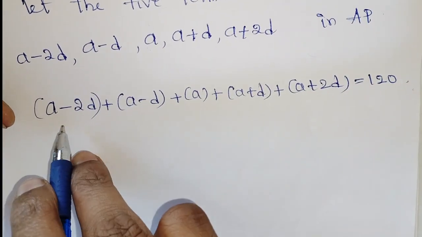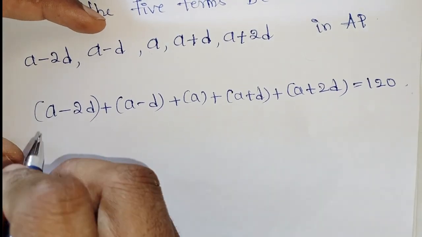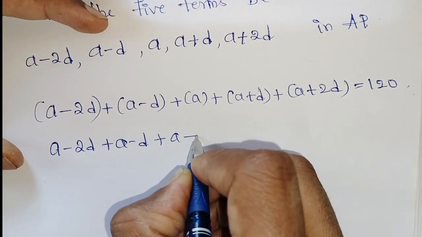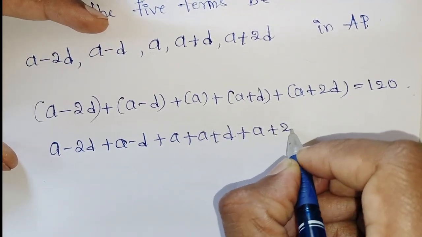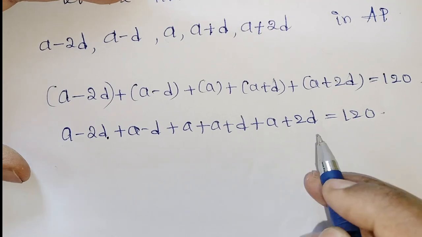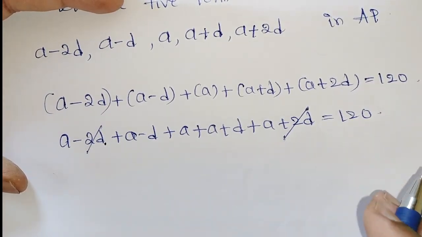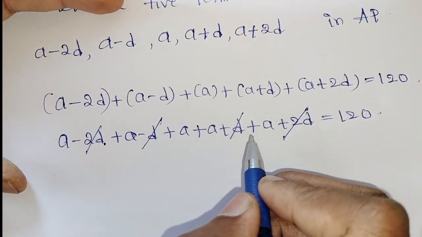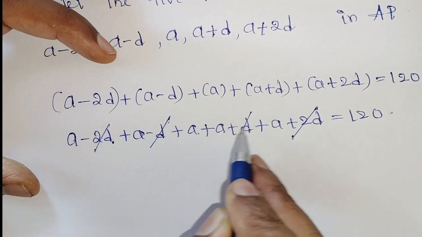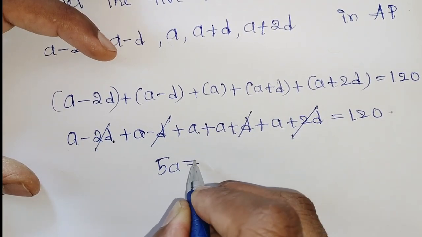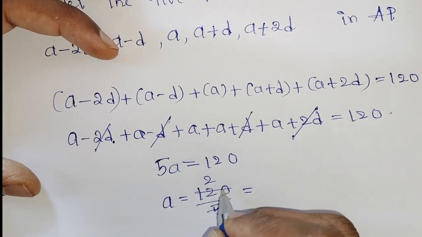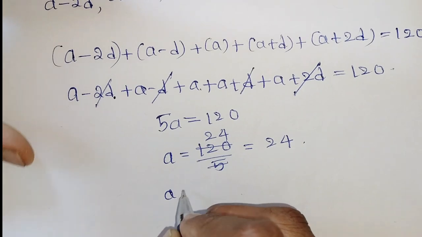Now we can remove the brackets: A minus 2D plus A minus D plus A plus A plus D plus A plus 2D equals 120. Observe that minus 2D and plus 2D cancel each other, and minus D plus D also cancel each other. Only the A terms remain, that is 1, 2, 3, 4, 5, so 5A equals 120. Then A becomes 120 divided by 5, which is 24. So A equals 24.